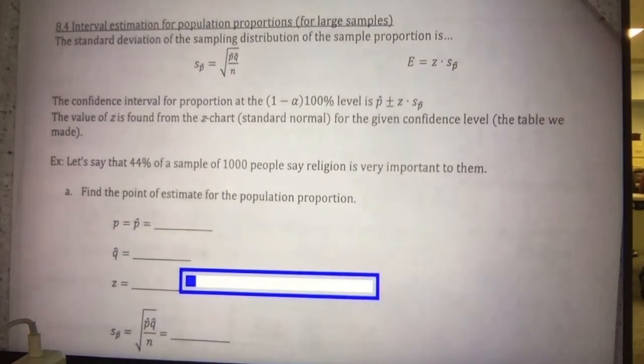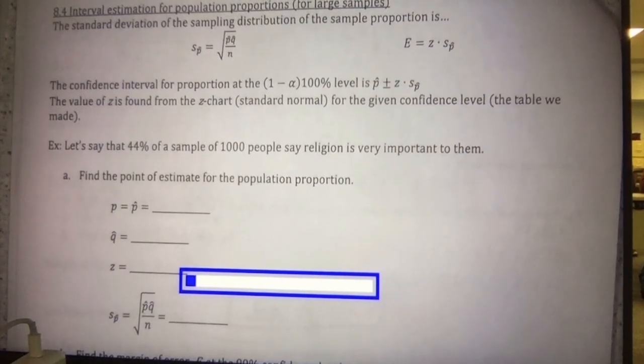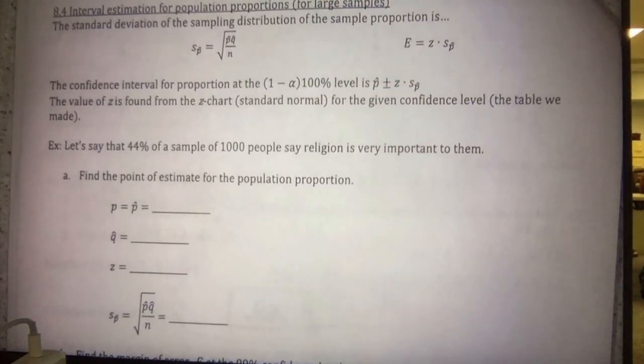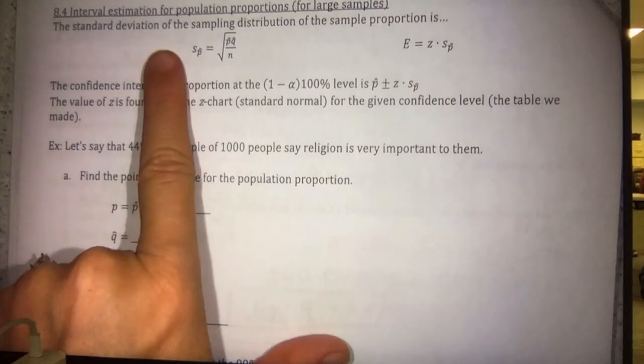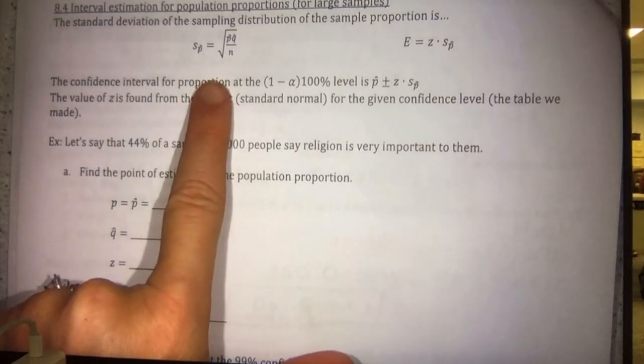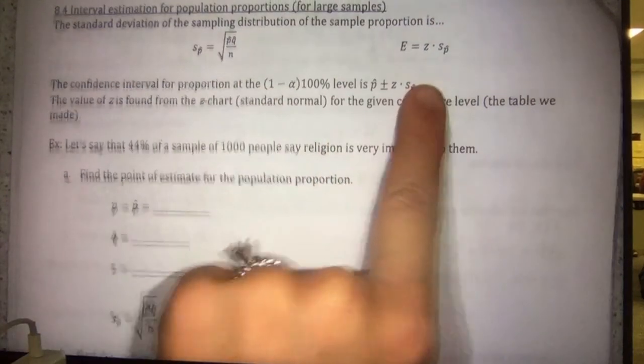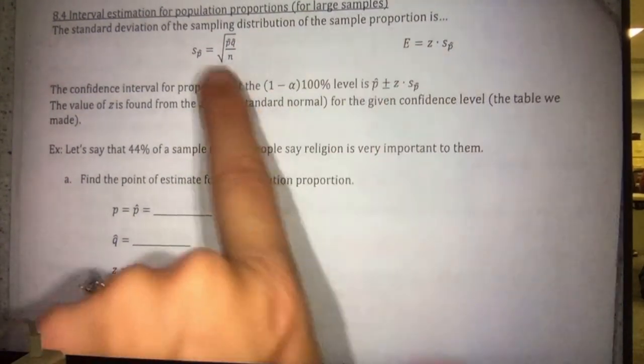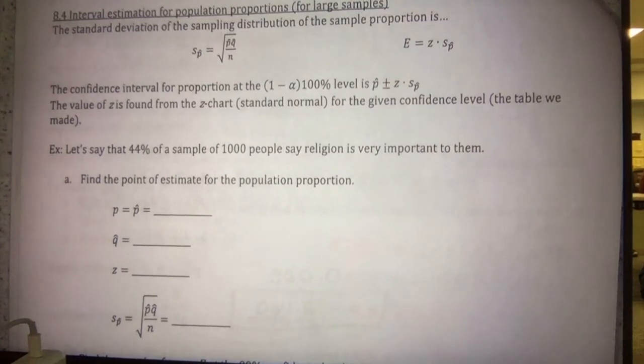So anyways, 8.4. Interval estimation for population proportions. So it's the last thing we're talking about with proportions. Remember, proportions give us a percentage, and this is for large samples. So the standard deviation of the sampling distribution of a sample proportion is the square root of p hat times q hat all over n. Again, our error is our z value times that sampling standard deviation. So it's, again, the same concept over and over, but instead of x bar, we have our proportion, which is p hat. So it's very similar to what we did on test 3.